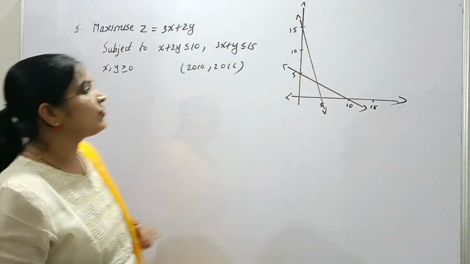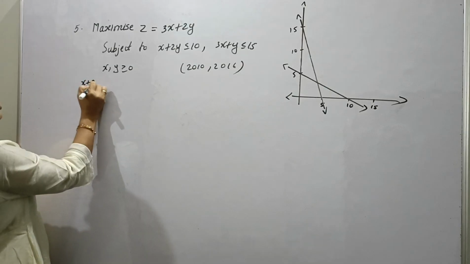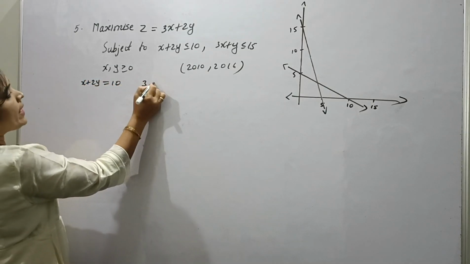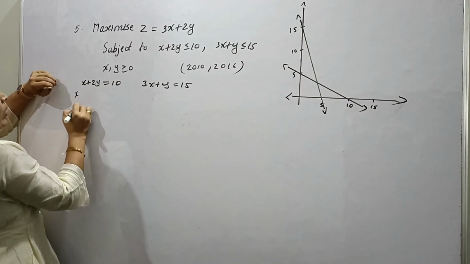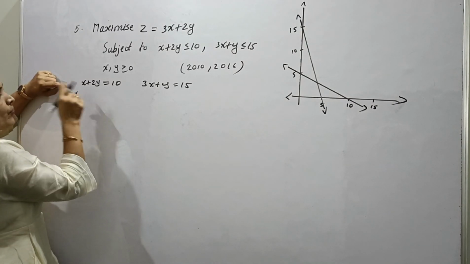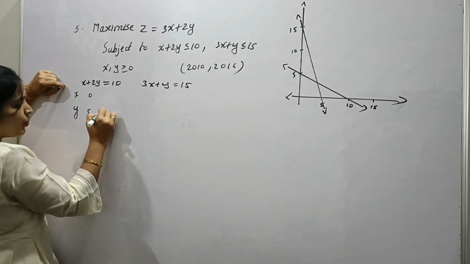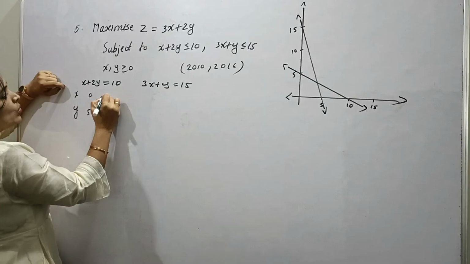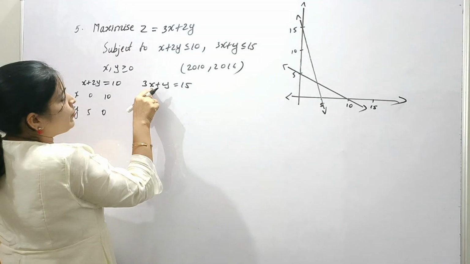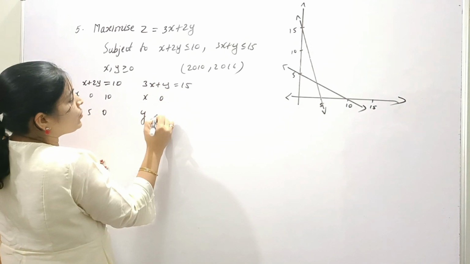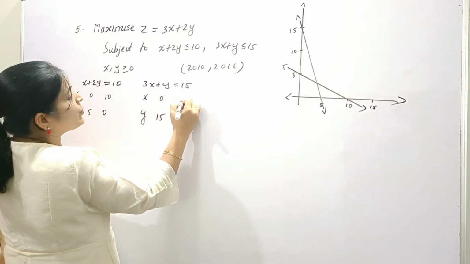Okay, to draw the graph we have to find the values of x and y. x plus 2y is equal to 10. 3x plus y is equal to 15. So here, first of all put x is equal to 0. When x is equal to 0, y is equal to 5. Then put y is equal to 0, x is equal to 10. And here, first of all put x is equal to 0, y is equal to 15. Then put y is equal to 0, you will get x is equal to 5.